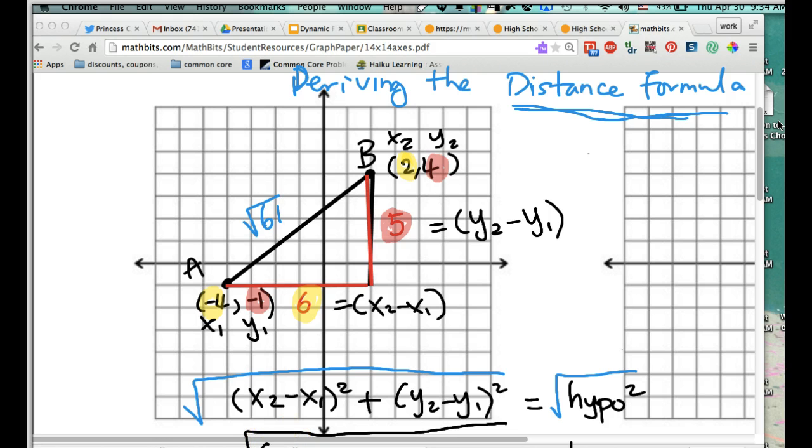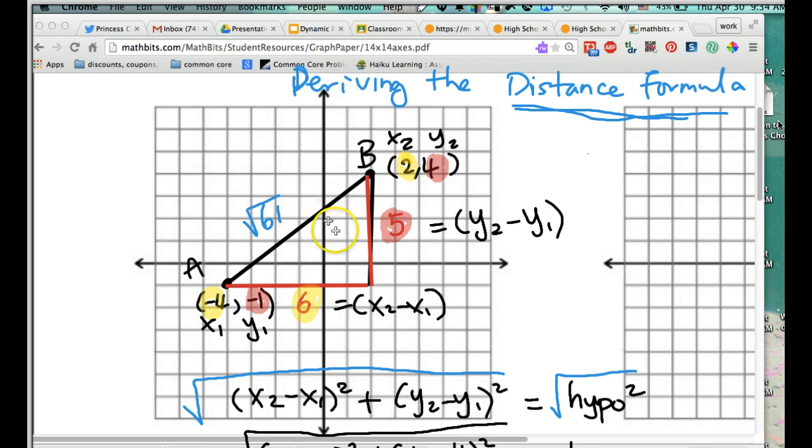The big square root of (x sub 2 minus x sub 1) squared plus (y sub 2 minus y sub 1) squared. And so that is how you get the distance formula. So whenever you have graphing paper and you can just actually plot it and count the squares and figure out how long this is, go ahead and use that.